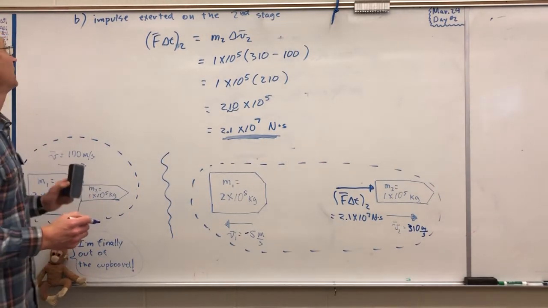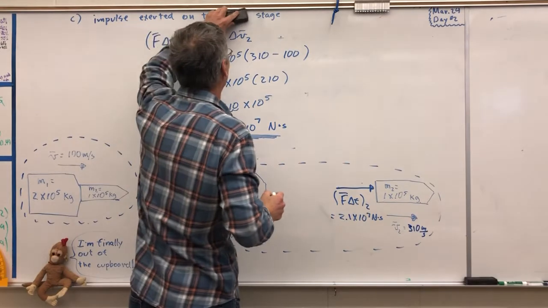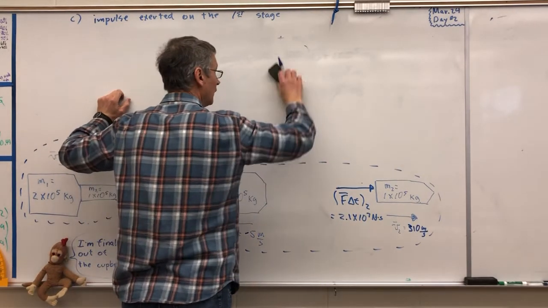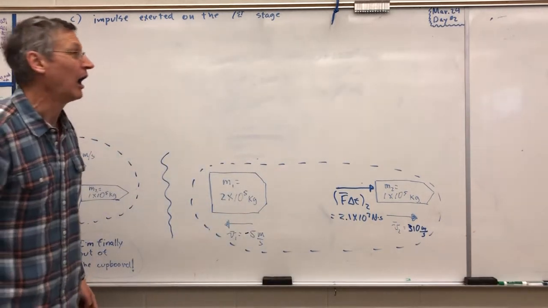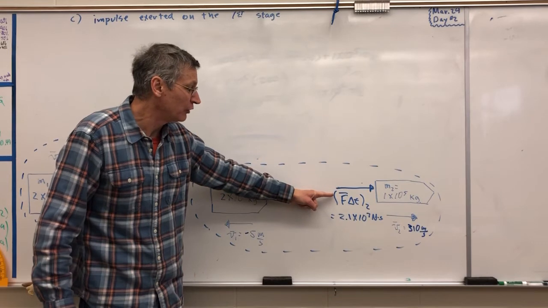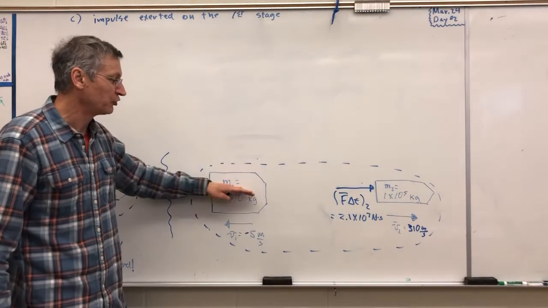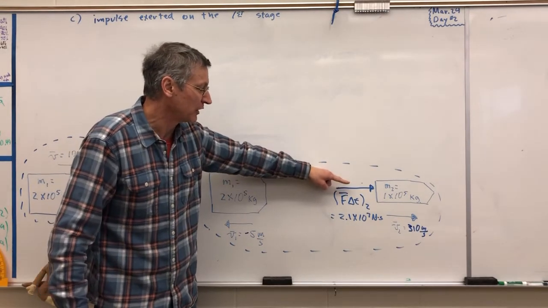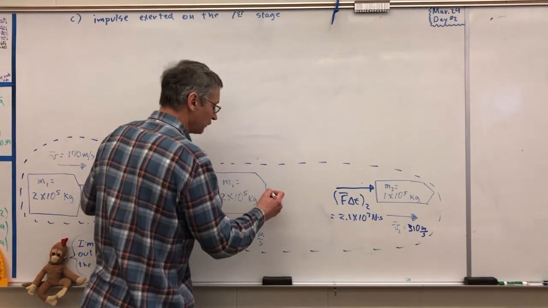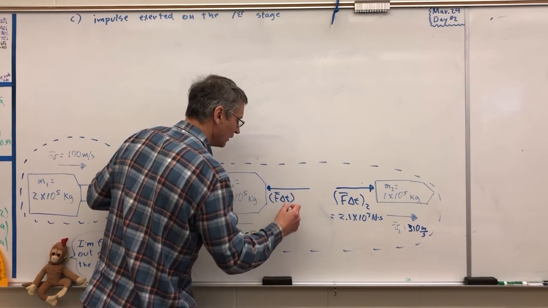All right, last little bit here. The very last thing we want to figure out is the impulse exerted on the first stage. This one's a gimme, actually. Think about it for a second. What exerted this force for a certain length of time on the second stage? Well, what was touching the second stage? The first stage was. The first stage exerted this force for some length of time on the second stage. And of course, if this exerts a force for a certain length of time on this, that means this is going to exert the exact same force for the exact same length of time on this one.